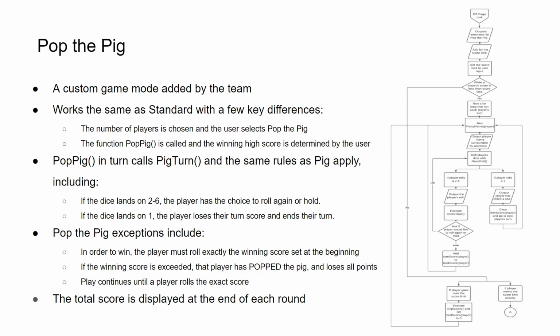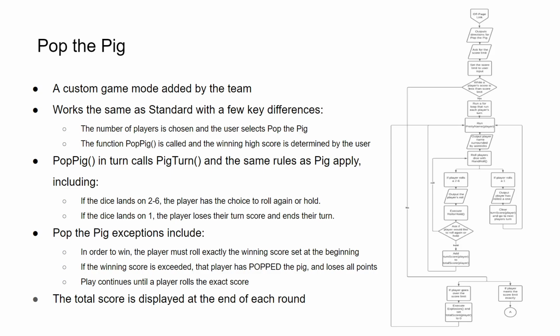Pop the Pig works essentially the same as standard, with a few key differences. As a custom game mode added by the team, we were able to almost pick and choose our own rules with this. So, it calls the same functions in the beginning, however, it prompts the user to change the high score, for example, changing it to 20 instead of 100.